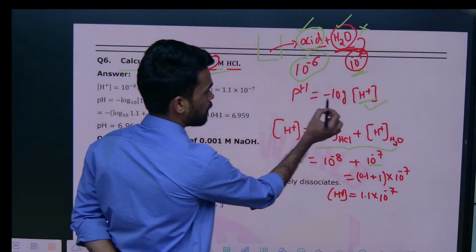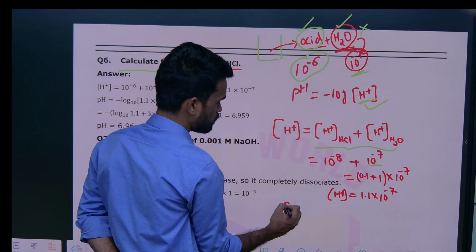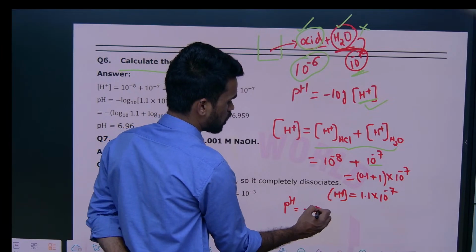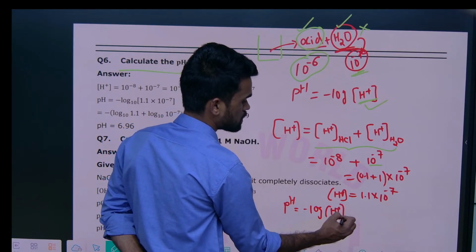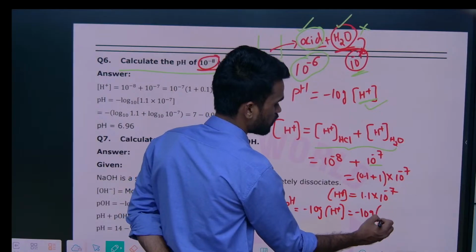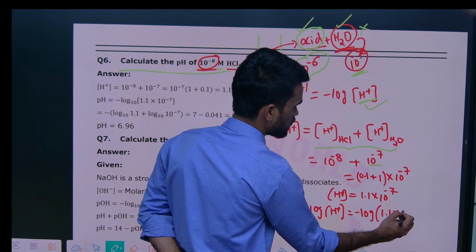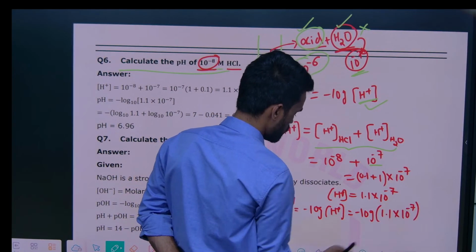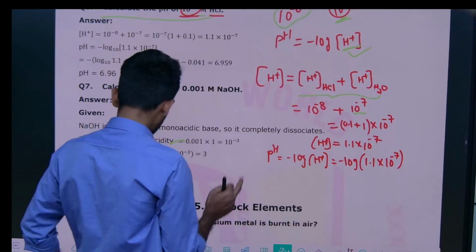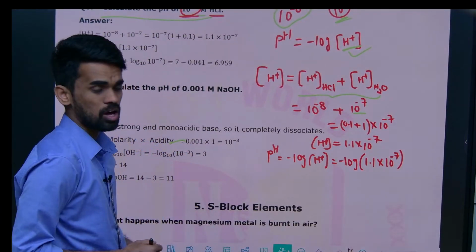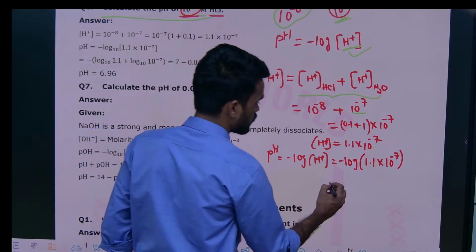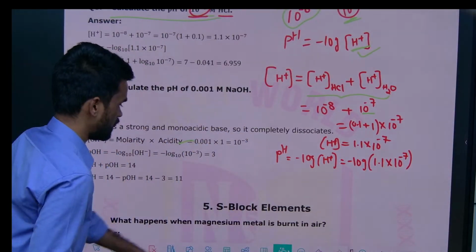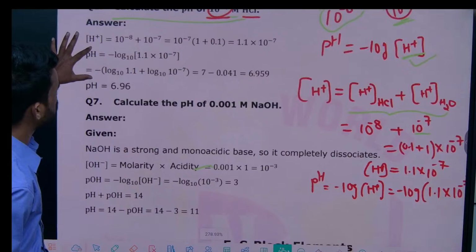Now apply minus log on both sides. pH equals minus log concentration of H plus ion. It means minus log of 1.1 into 10 power minus 7. So this is like the log of A into B format. So what can you write here? I have already mentioned it, you just see here what I have mentioned.